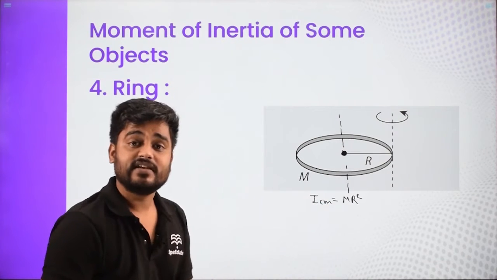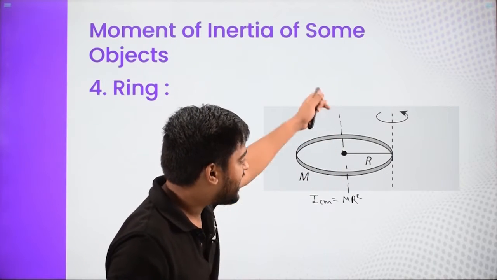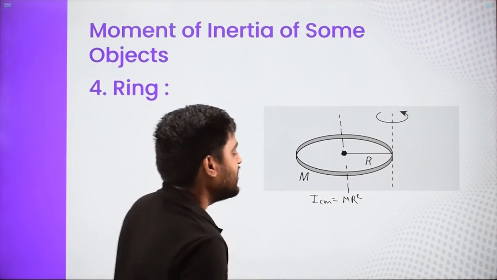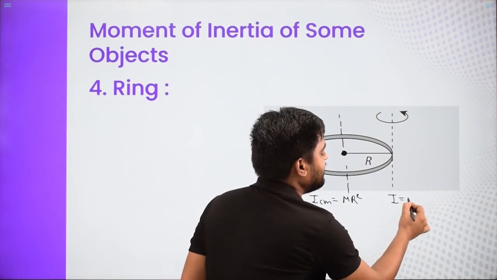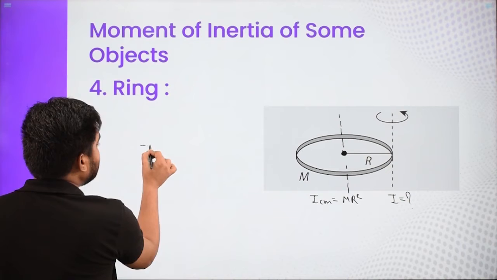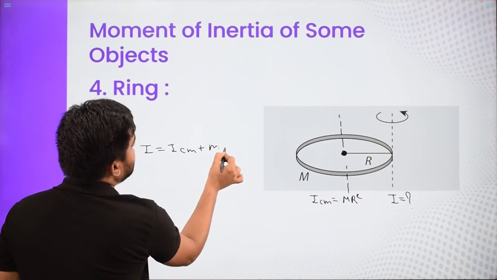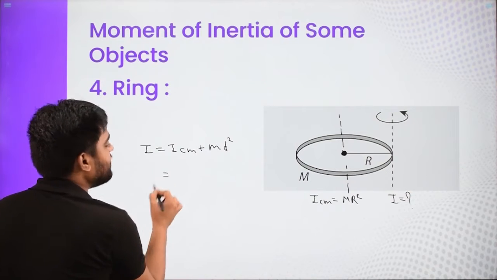ICM is which axis? That axis which passes through the center of mass and is parallel to our given axis. To find this, I can apply the parallel axis theorem again. So I will say I is nothing but ICM plus md square. So what is ICM in this case?